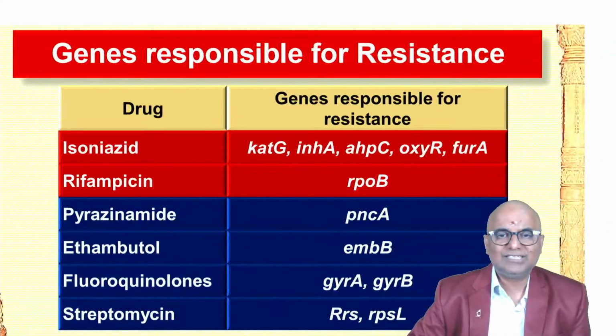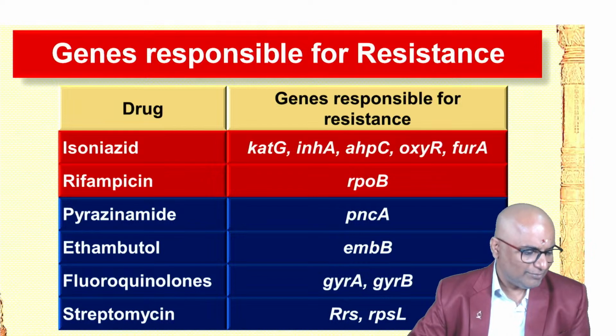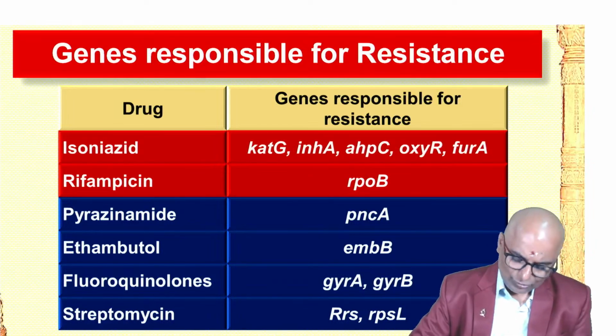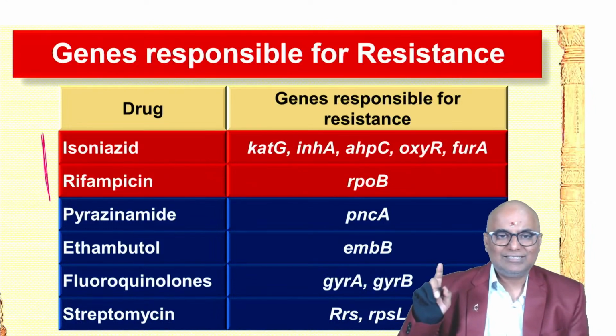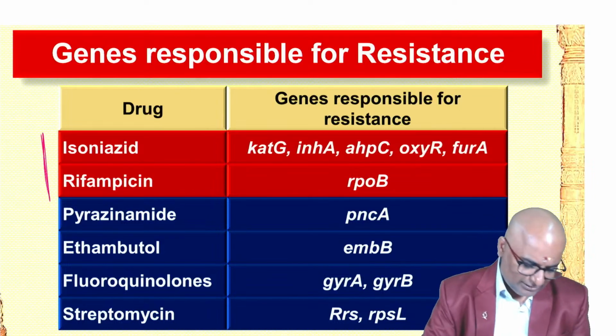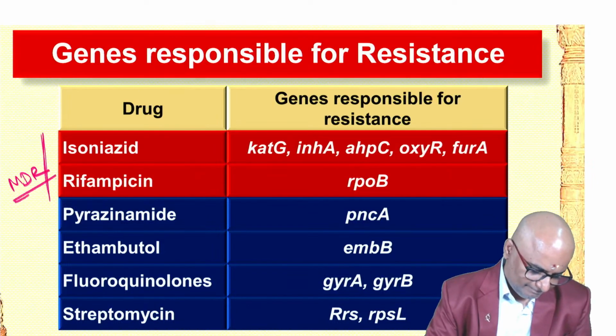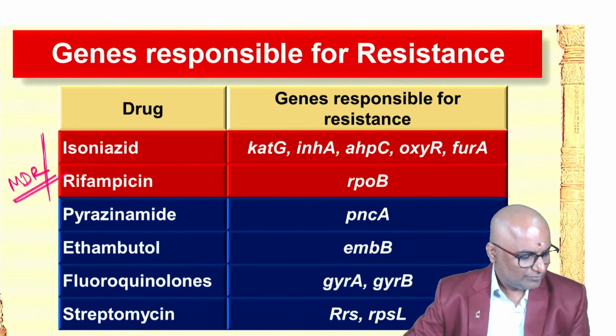Genes responsible for resistance: isoniazid, rifampicin, pyrazinamide, ethambutol, fluoroquinolones, streptomycin, everything available. rpoB, remember. Others also. I put these two in red color. When I am teaching itself, why I put red color? These two are important. If resistant to these two, then we call it multi-drug resistant tuberculosis, MDR-TB. Got it?